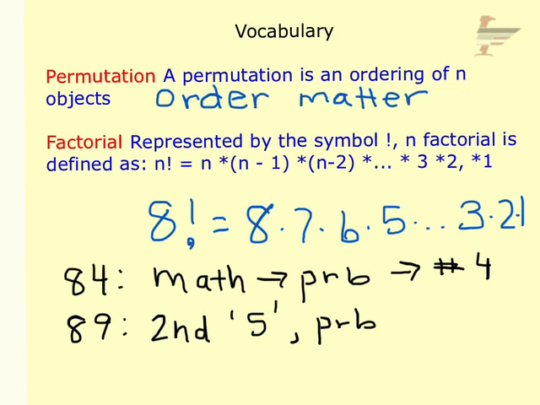40,320. On the 89, it's the same thing, so you type in the 8, and then you go second 5, which is your math button. Then you should see a PRB for probability, or actually I think you might see the word probability. When you go there, you should also see the factorial. So again, the answer is 40,320 for 8 factorial.